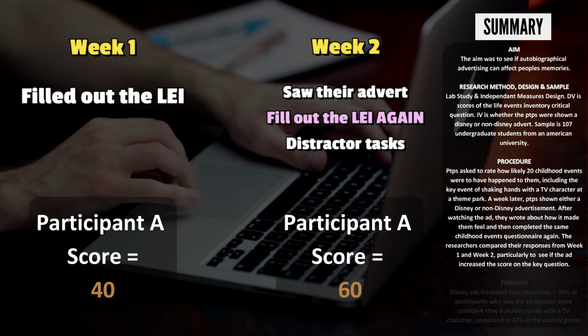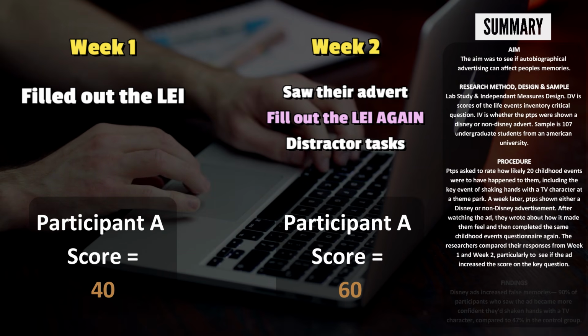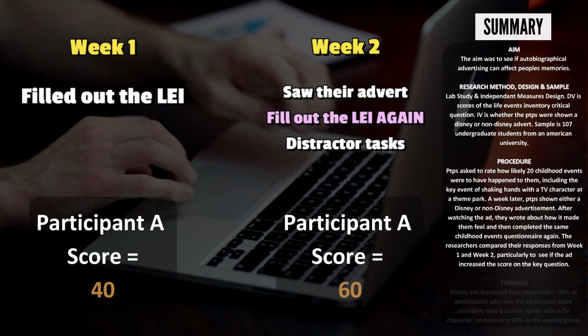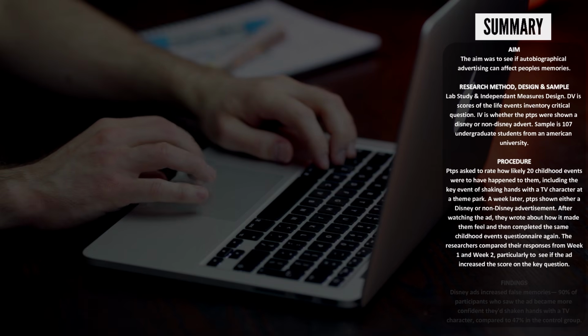I've completely made those numbers up, but it's just to show you and demonstrate what the purpose of the study is. If, after watching the Disney advert, the numbers went up, then it supports the hypothesis, because it means that just by watching a Disney advert, we've manipulated their memories into believing that something might have happened, when really it hasn't. So, what kind of findings do we have?